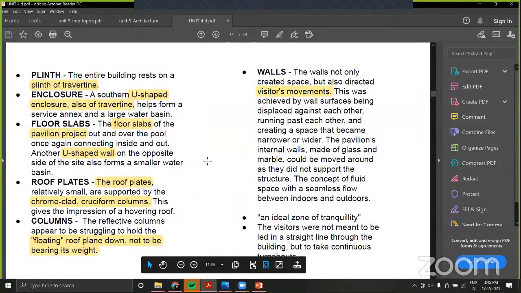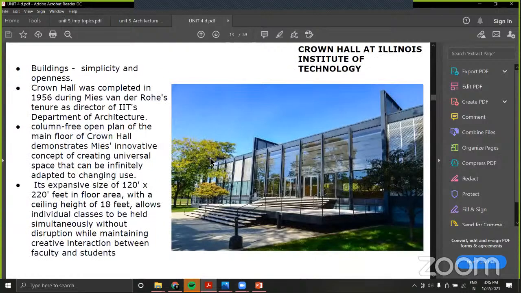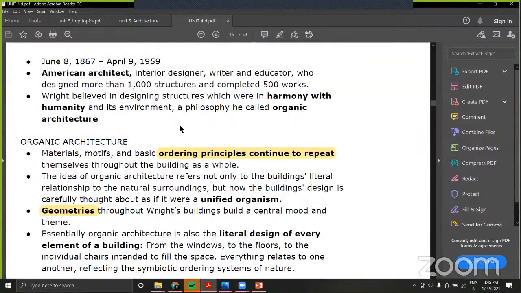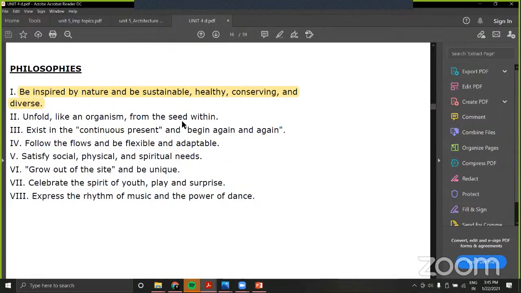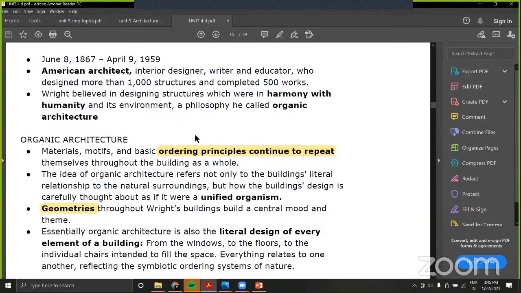So we will move on to the next building, which is Fallingwater. As you all know, Fallingwater is one of the iconic buildings of its time. So we will see all his principles right now.